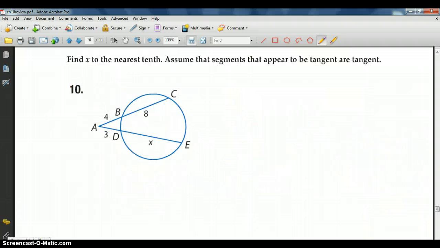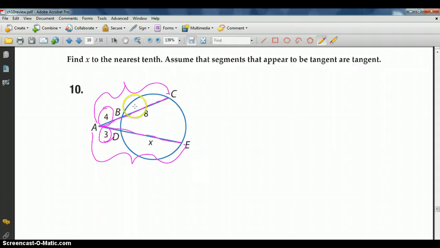From the same page, let's take a look at number 10. Find x to the nearest tenth. Assume that segments that appear to be tangent are tangent. We don't have any tangents here. In fact, we have two secant lines. A secant here and a secant here. So whenever you have secants, take the outer part times the whole thing. The outer part times the whole thing.